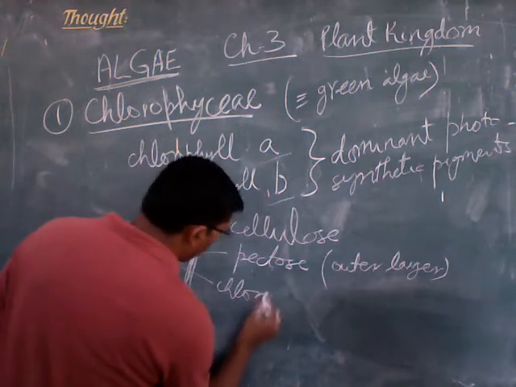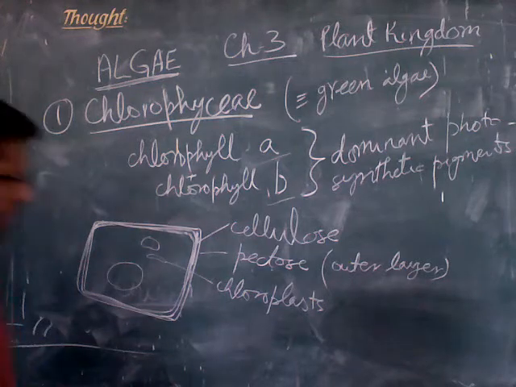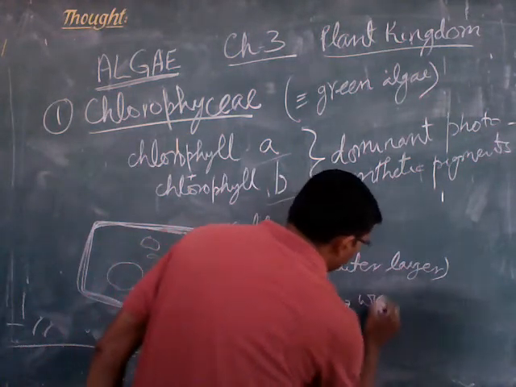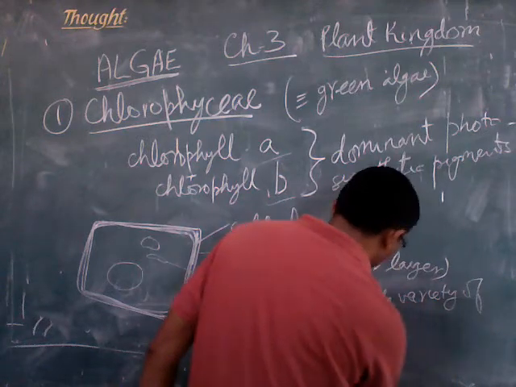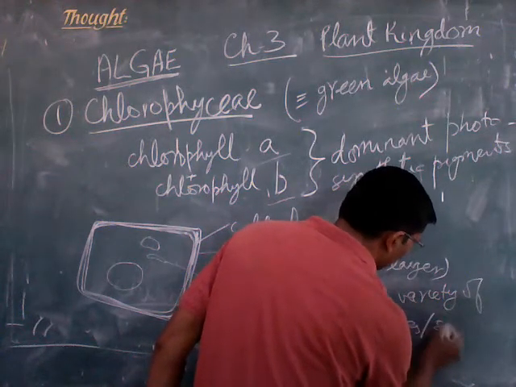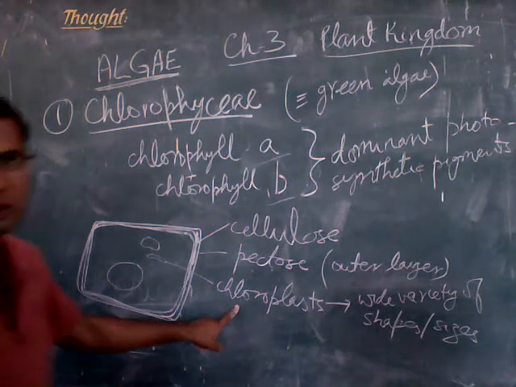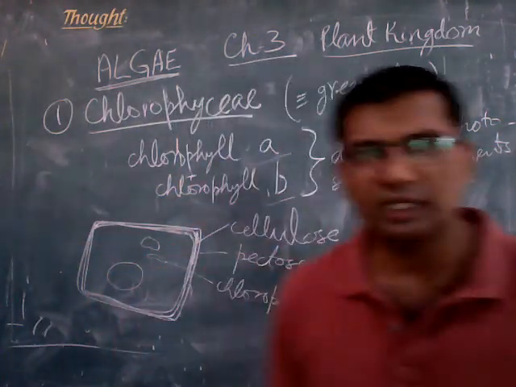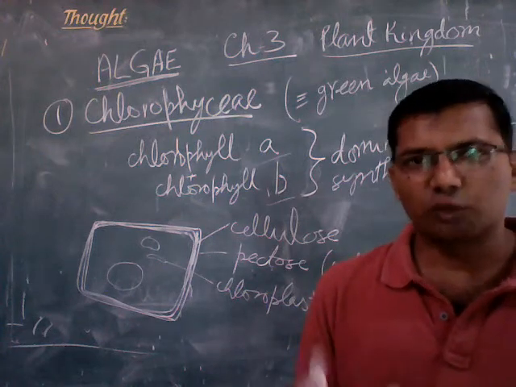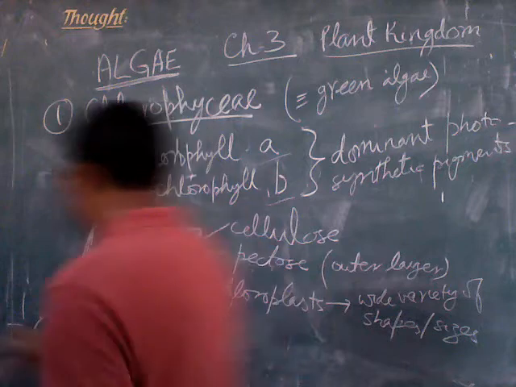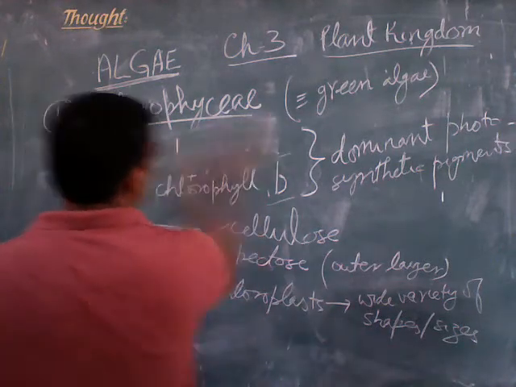So the chloroplast will be there in the green algae, and this chloroplast has a wide variety of shapes and sizes, and many times the shape of the chloroplast is used as the distinguishing feature or as the primary criterion to assign a particular class or grouping to those organisms. Okay. So now let us see what the different kinds of shapes of the chloroplast are.